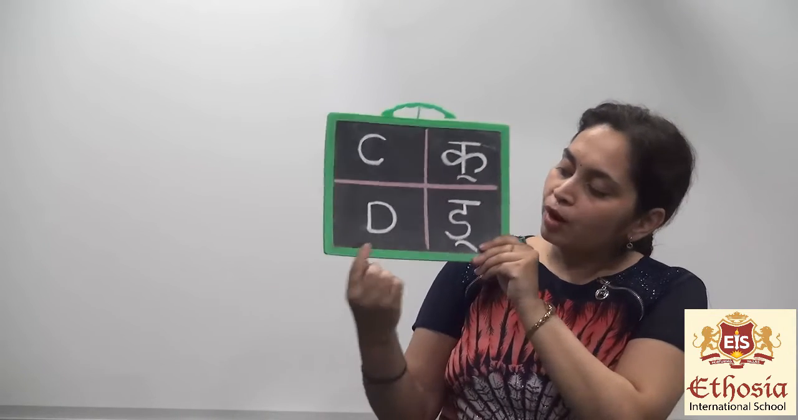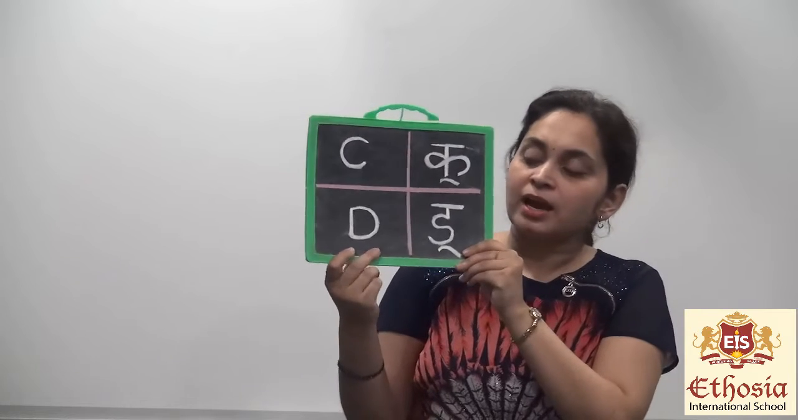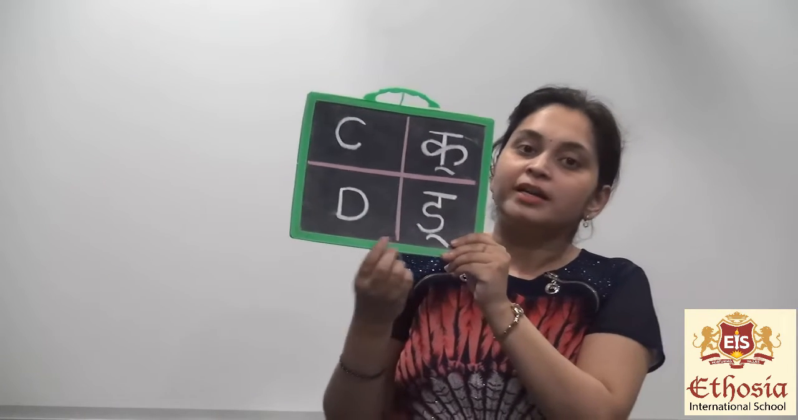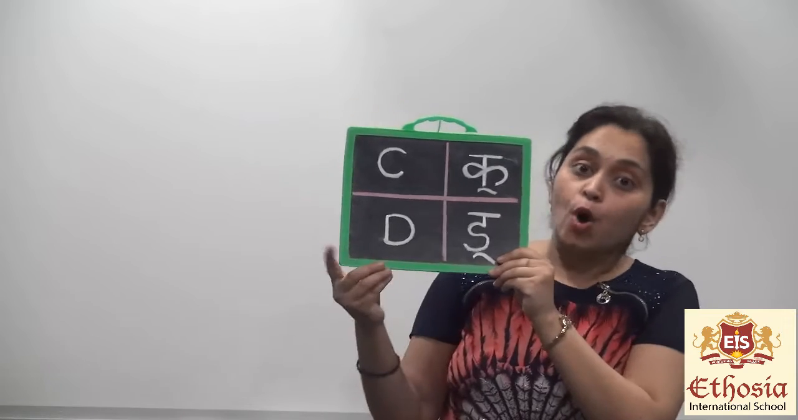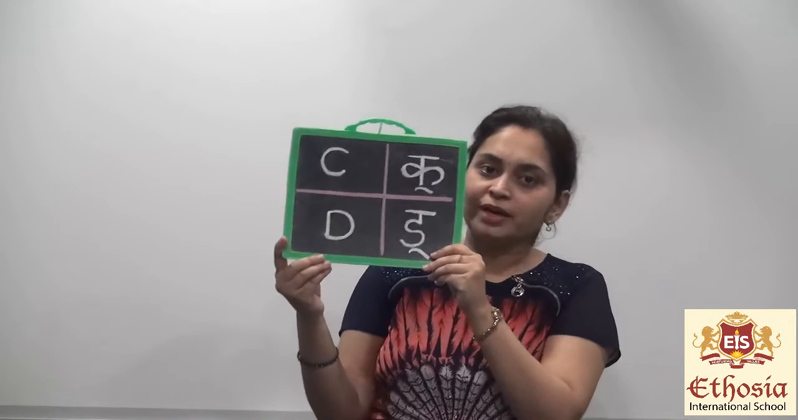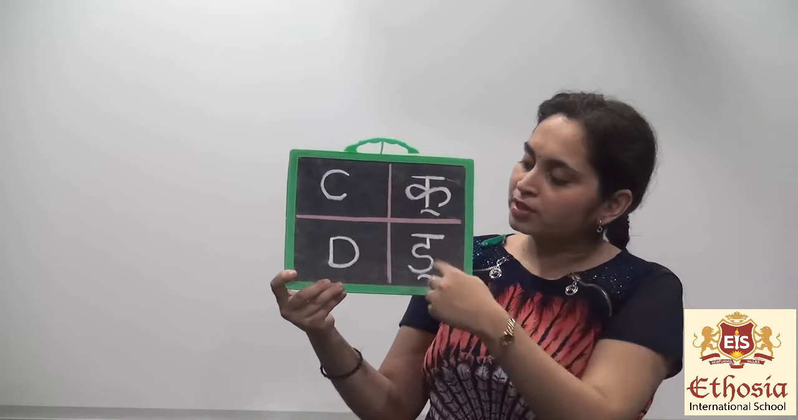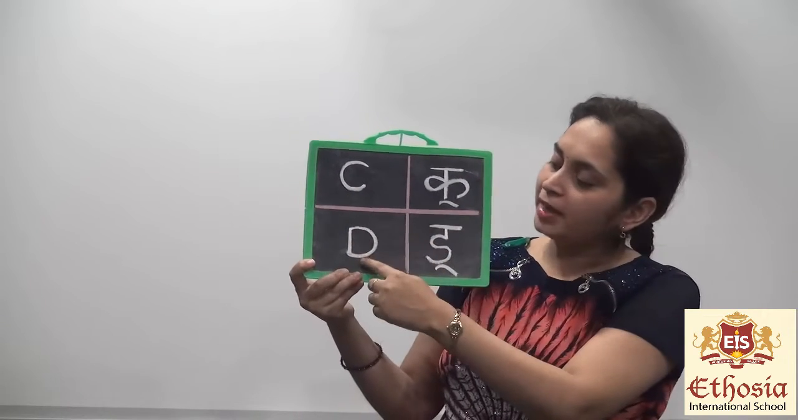Alright. Now our next alphabet is D. D says D, like doll, drum, and many more. So these were the phonic sounds of alphabets C and D.